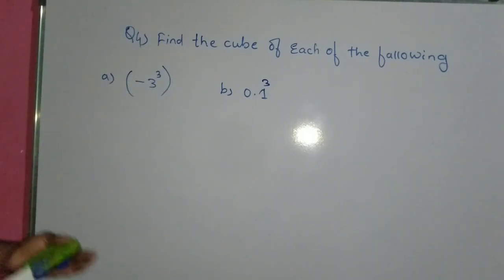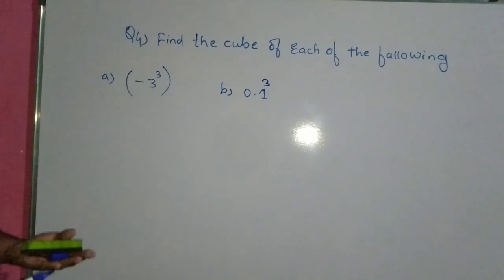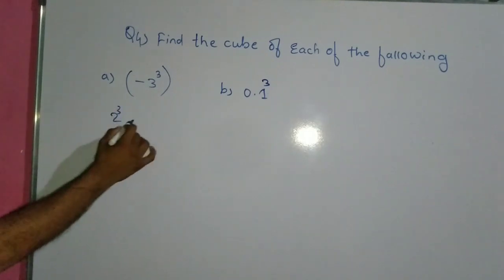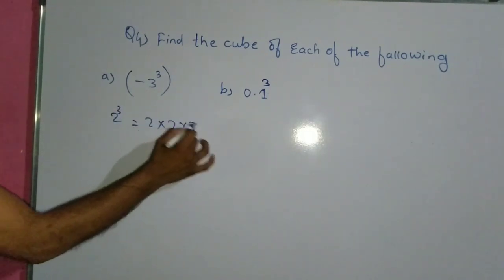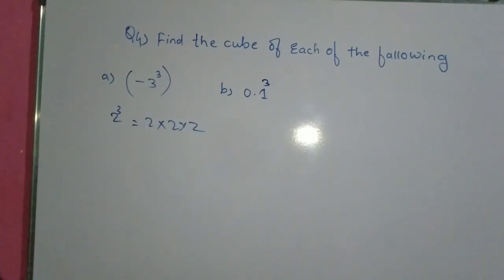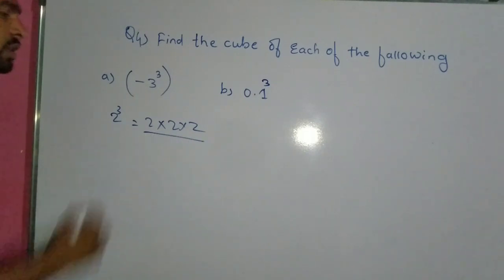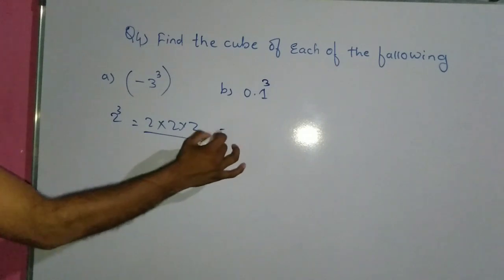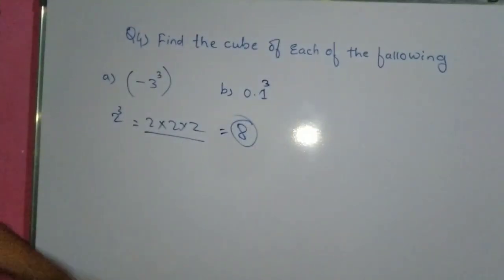First of all, I will help you understand: the cube means any number multiplied by itself 3 times. For example, 2 cubed means 2 multiplied by 2 multiplied by 2, so 2 is multiplied 3 times, and that gives the cube. So 2 cubed is 2 2s are 4, 4 2s are 8. 2 cubed is 8. So this is called the cube, meaning any number multiplied 3 times.